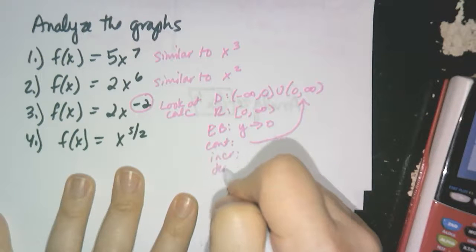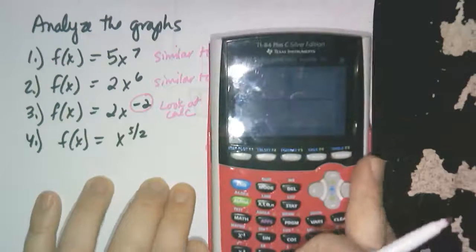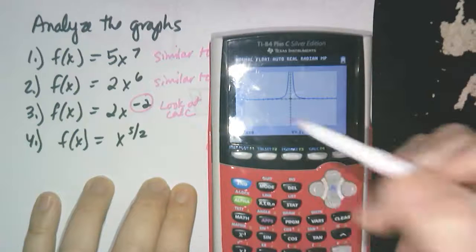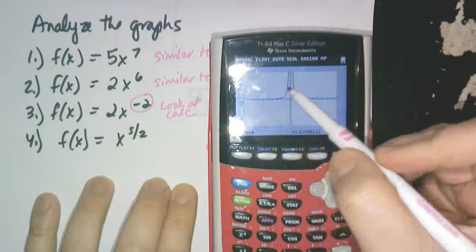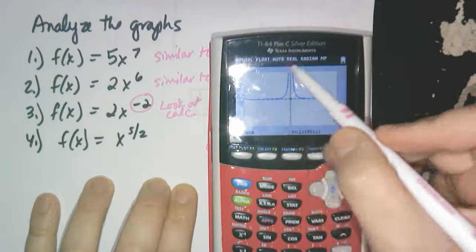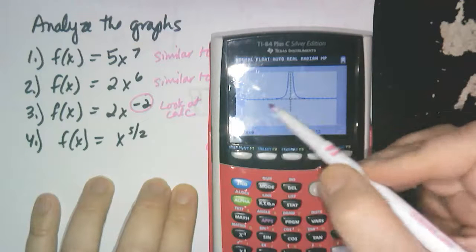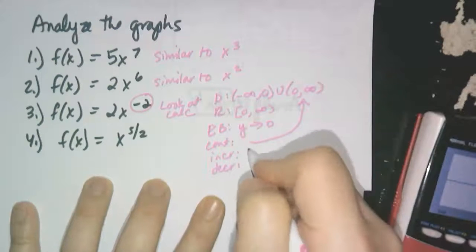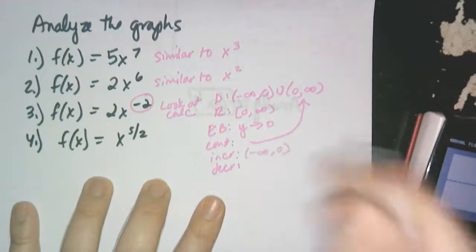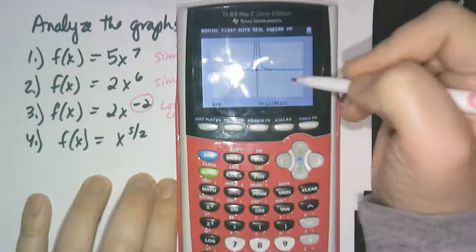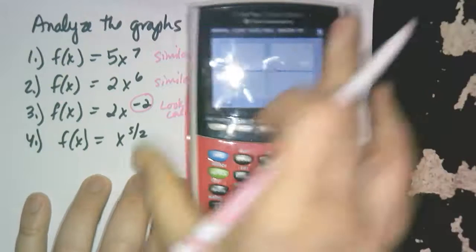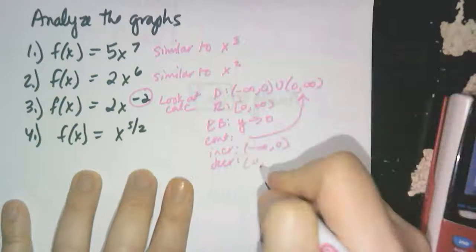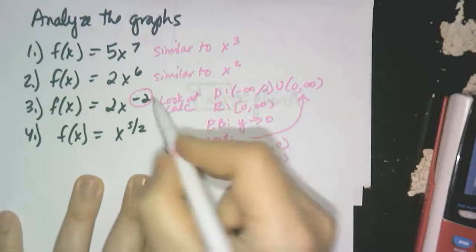Increasing and decreasing, well, again, look at your picture. What's my pen doing right now? Increasing from negative infinity to where? To 0, correct? So it's increasing from negative infinity to 0. And then what does my pen do there? Decreases on that half.